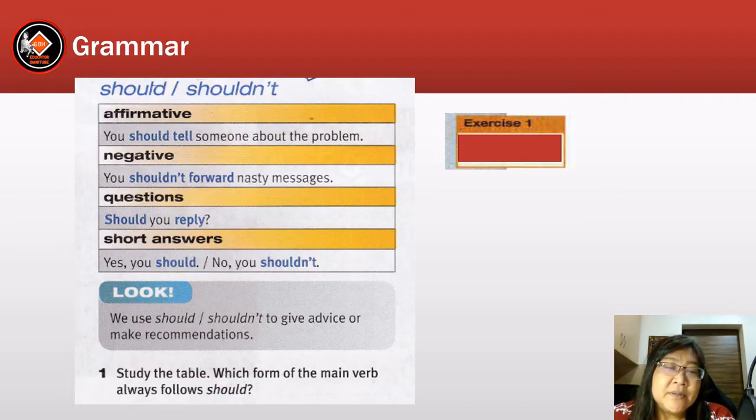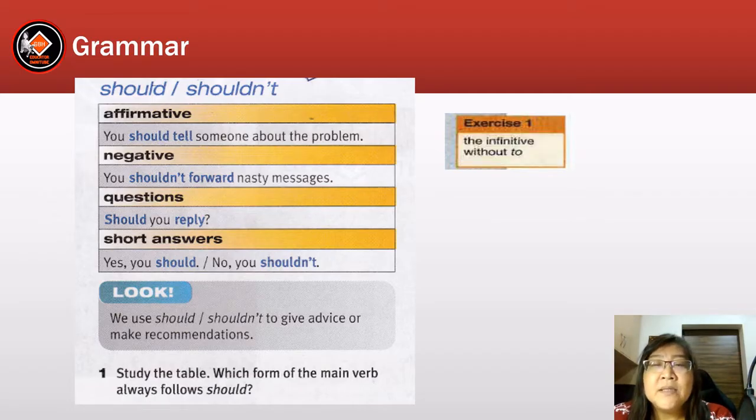Study the table. Which form of the main verb always follows should? So the answer is, it is the infinitive without to. So here, for example, you have tell, forward, reply. So these are the infinitives without to.